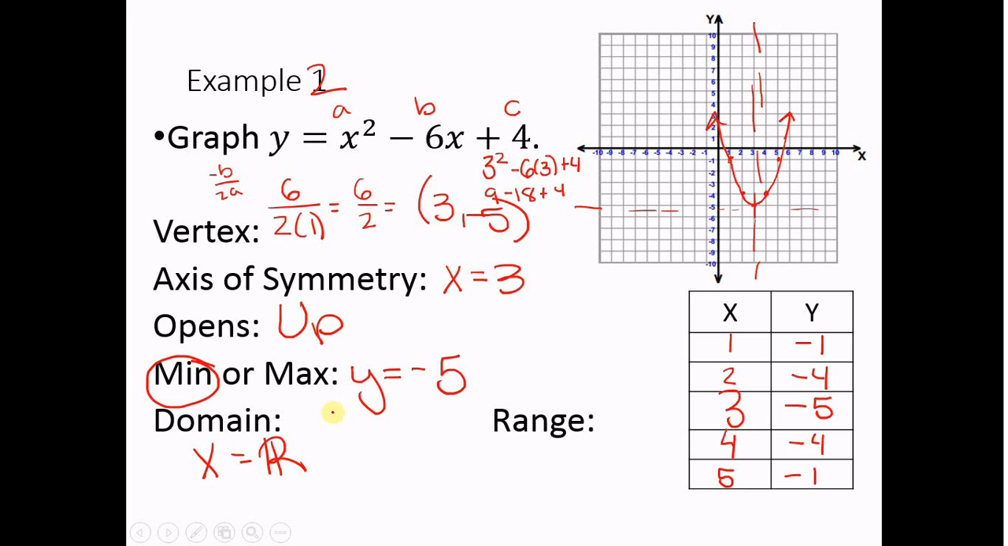Notice how it's all reals for both of them. That actually is going to be common for all values of the parabola for your domain. That domain on any quadratic is always all reals.